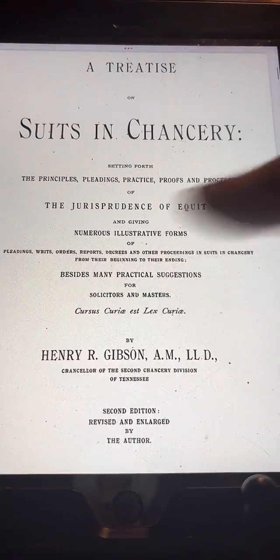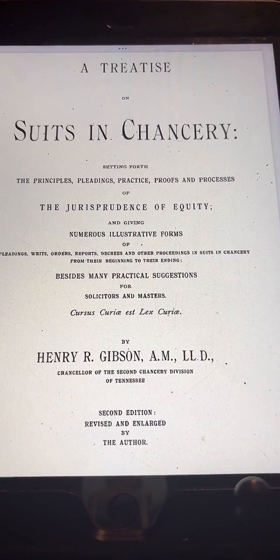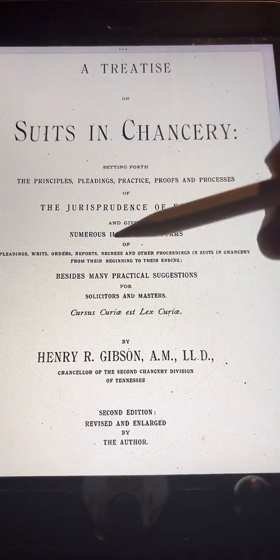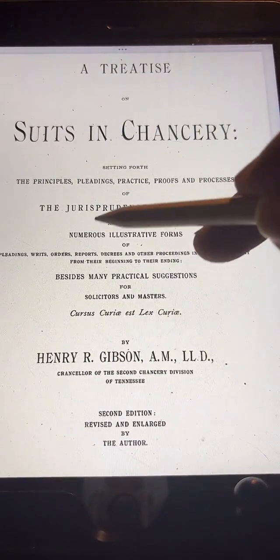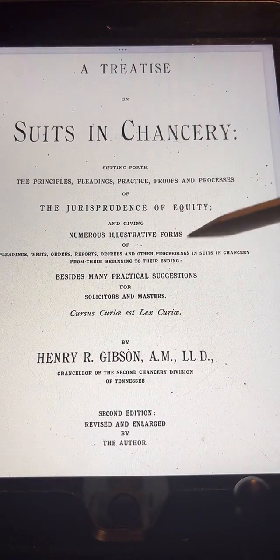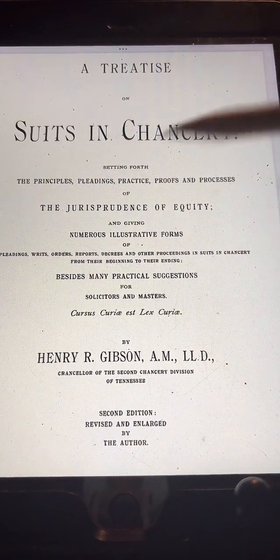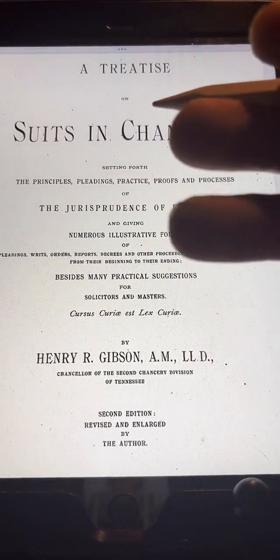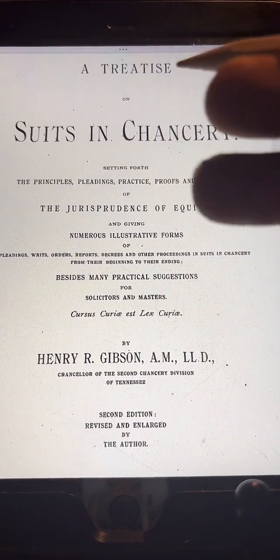If you notice, you have your pleadings, your writs, your orders, your reports, your decrees, and other proceedings in suits and chancellory from their beginning to their end. Right, so this is going to teach you how to create your own court documents. This is going to teach you how you can conduct yourself and be successful in the court rather than having to hire an attorney or keep other people with you. So now you understand the importance of what these things are. Right.